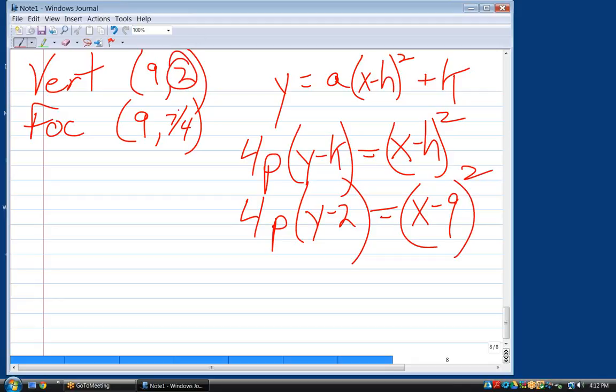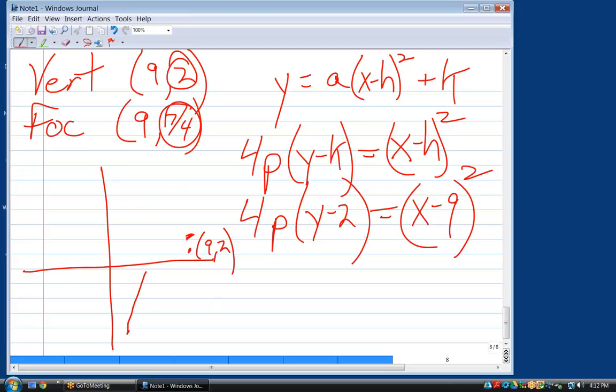P is the distance from the vertex to the focus. In other words, if we draw a little picture here, our vertex is right there at (9, 2). And notice that our focus is below that. That means we're dealing with a parabola that opens down, because the focus is always inside the parabola. The focus is at 7/4, which is below 2. That means that whatever I come up with for a coefficient for either p or a has to be negative.